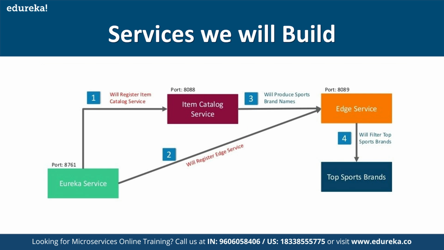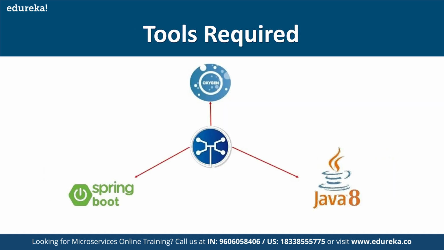The next service is your edge service. It is similar to the standalone item service created in Spring Boot. However, it will have fallback capabilities which prevent the client from receiving an HTTP error when the service is not available. We use tools like Spring Boot, Oxygen, Eclipse, and we use Java 8 as the JDK.